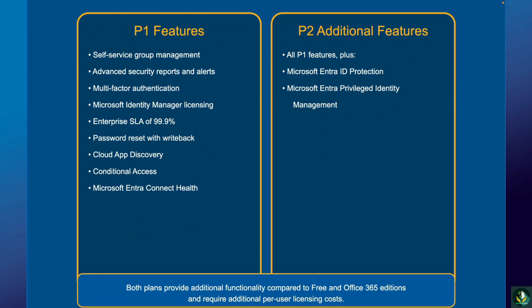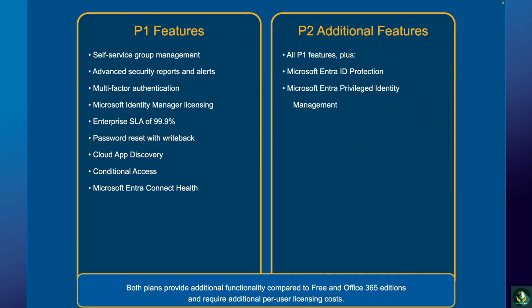Please note that both P1 and P2 plans are available as standalone licenses or as part of the Microsoft Enterprise Mobility Plus Security Suite, which includes Azure Information Protection and Intune. Microsoft offers a free trial period for the full functionality of the Microsoft Entra ID P2 edition. The same 99.9% SLA applies to Microsoft Entra Basic as well.